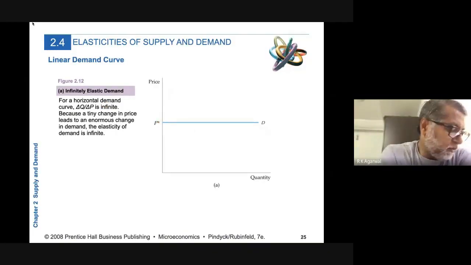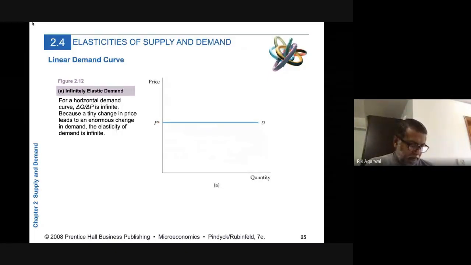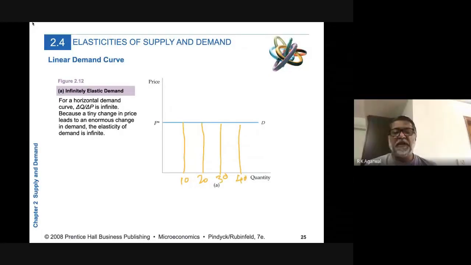How do we know that it is infinite? How do we know this? So you just see at price P star, quantity to begin with is 0. But at the same price, quantity may go up from 0 to 10. At the same price, it may go up from 10 to 20 to 30 to 40. So any quantity can be sold or any quantity can be demanded without any change in price. And that is why it becomes an infinitely elastic demand.